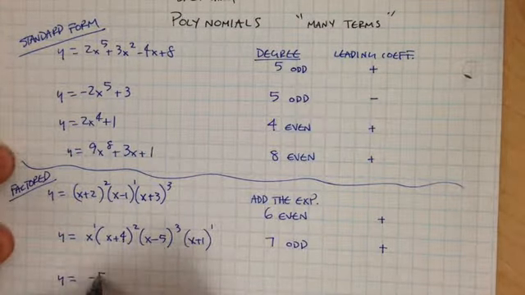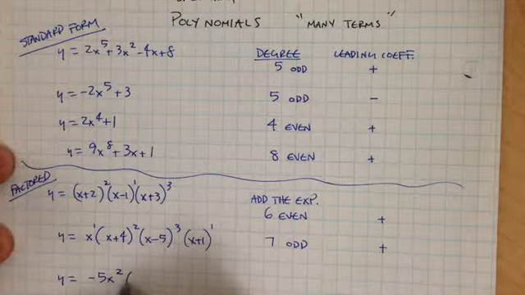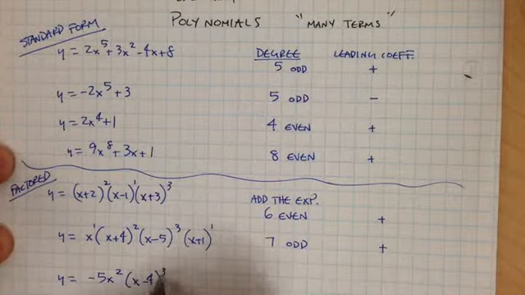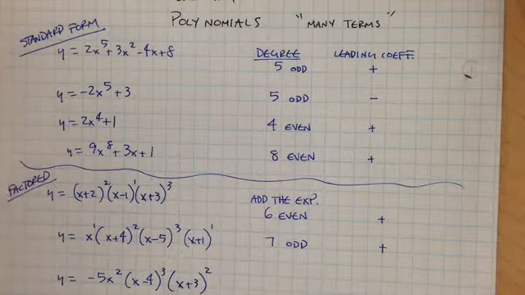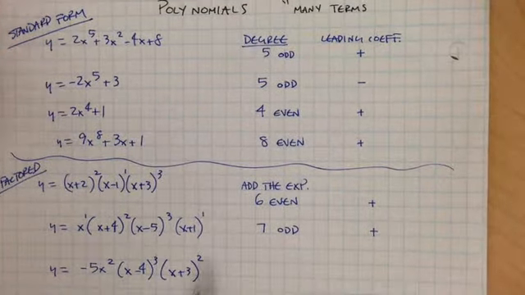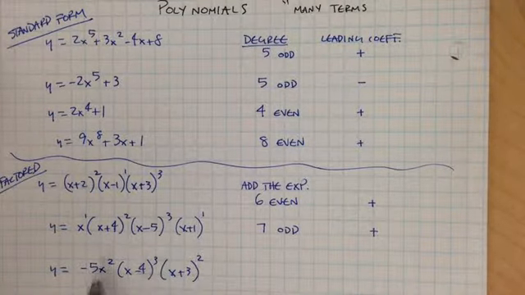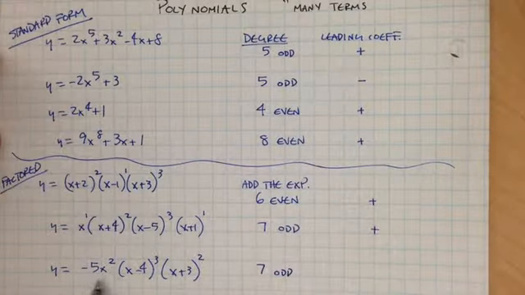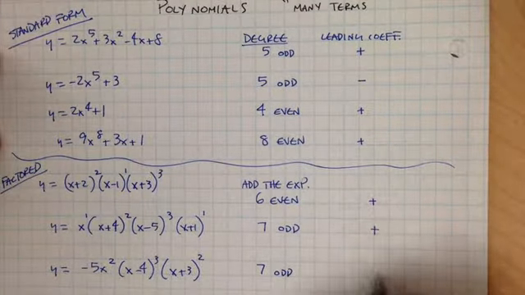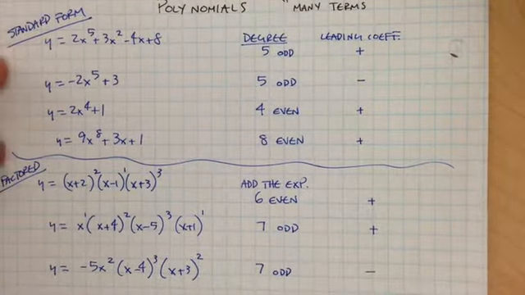Y equals negative 5x squared times x minus 4 cubed times x plus 3 squared. It is in a factored form, so we are going to be adding up all my exponents here. 2, 3, 4, 5, 6, 7. 7 is odd. And this has a leading coefficient of negative 5, so it is odd negative.